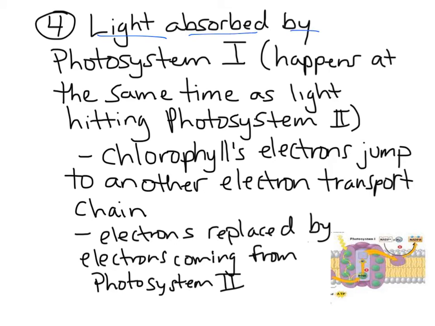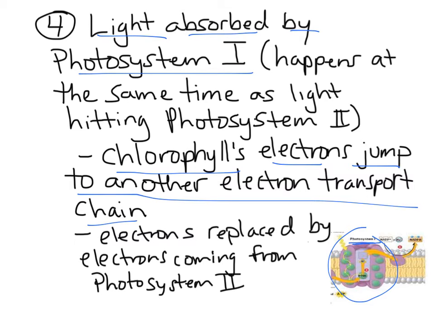The light absorbed by the photosystem 1, so this is photosystem 1, which is further down the line, is being absorbed at the same time as in photosystem 2. So don't think it happens with one first then the other. It's happening at the same time. The chlorophyll electrons jump to another electron transport chain, and the electrons are replaced by electrons coming from photosystem 2. So when the light hits these electrons, those electrons jump out, but the other electrons from photosystem 2 are coming in.